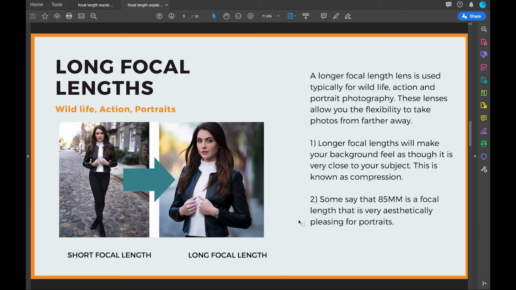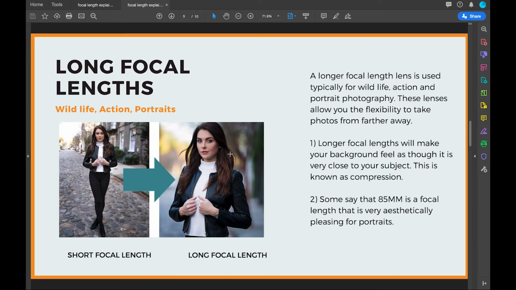So for this image here, I want you to look at something. Look at the image on the left, which is shot with a shorter focal length lens compared to the one that is shot on the right hand side. Notice this tree in the back here. This tree right here seems very far away, rather than on the right hand side it seems like it's right close up next to her.